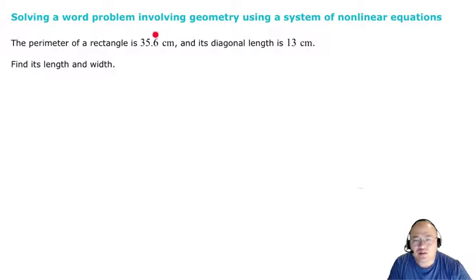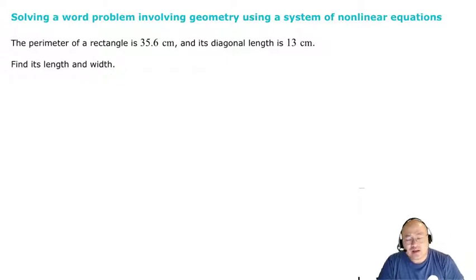Solving a word problem involving geometry using a system of nonlinear equations. The perimeter of a rectangle is 35 and 6/10 centimeters, and its diagonal length is 13 centimeters. Find its length and width.